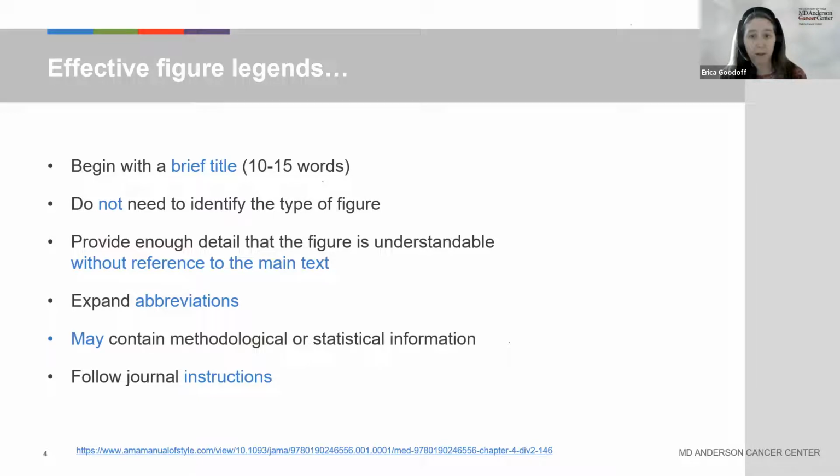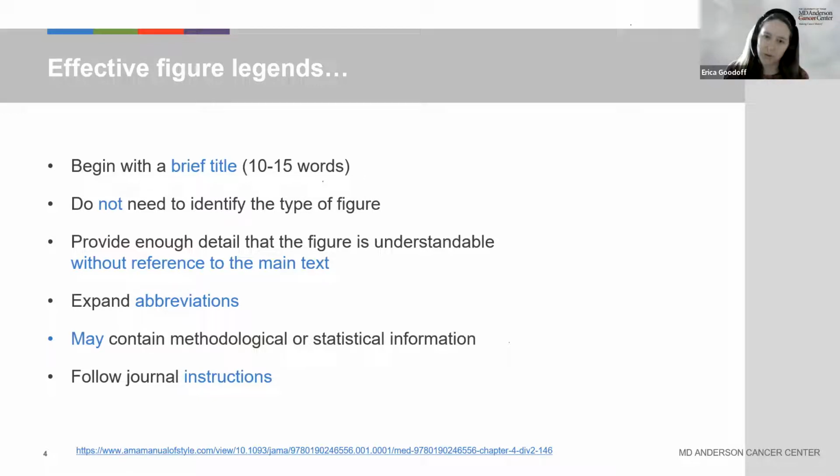The other thing to think about with keeping your figure legends to stand by themselves is you want to expand any abbreviations that appear in the legend, but also within the figure itself. If you have a bunch of little 3-letter abbreviated things in your figure, your legend should explain what those are. A figure legend might also contain some statistical or methodologic information, depending on the journal that you're submitting it to. And with any of these things, obviously, you want to follow your journal instructions.